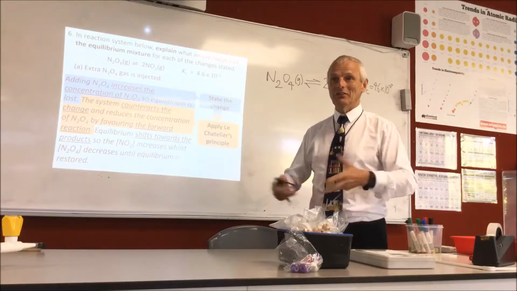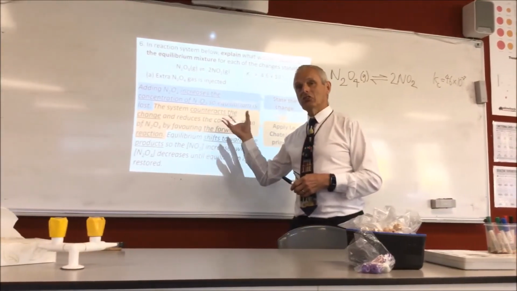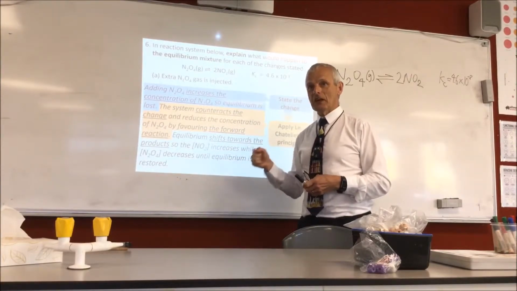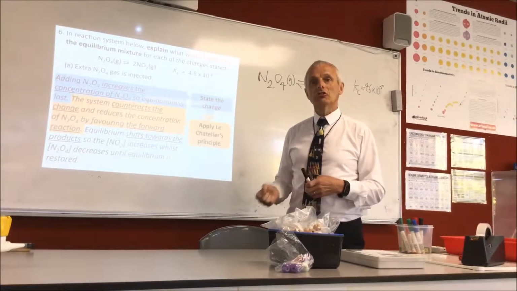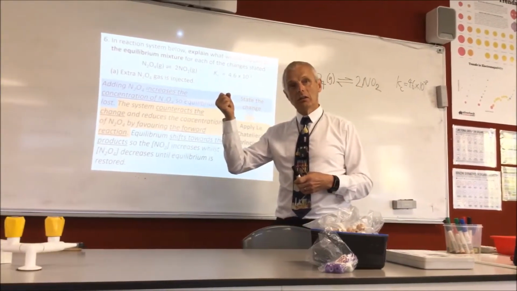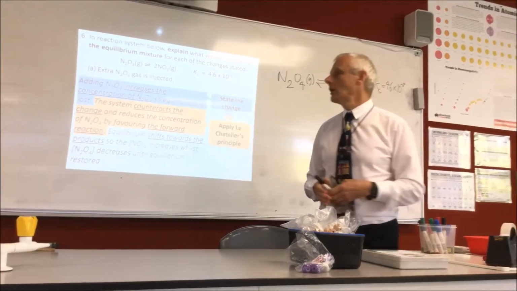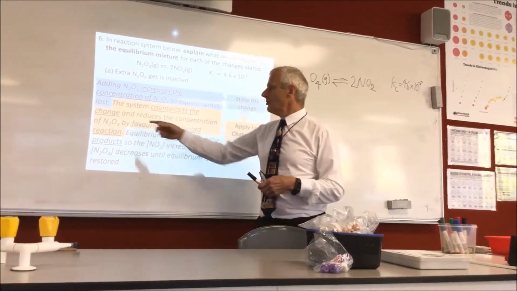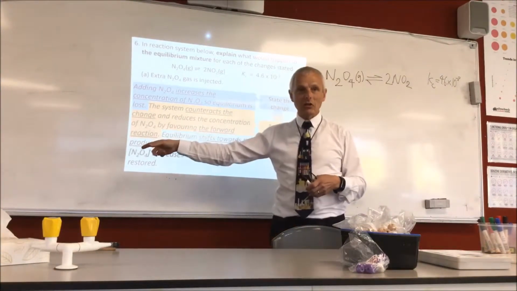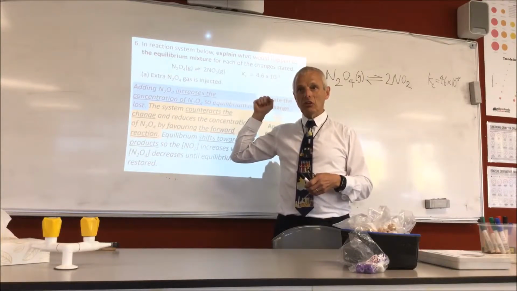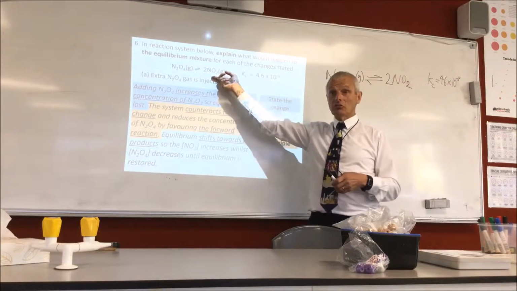It's quite the opposite. It's unconstraining something. And so the system here, the reaction system, counteracts the effect of that change. Okay? And it reduces the concentration because you've increased it. So it's just saying what it's doing as a counteraction, if you like, to the change you've made. So it's going to reduce the concentration by favouring the forward reaction. So favouring the forward reaction reduces the concentration of that reactant and increases the concentration of the product.